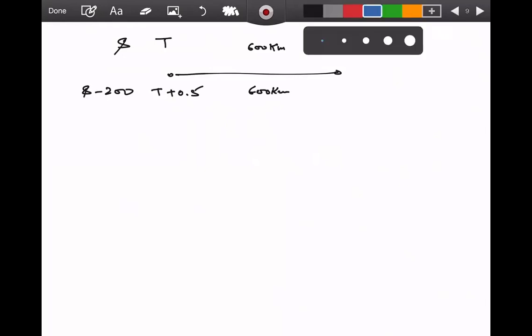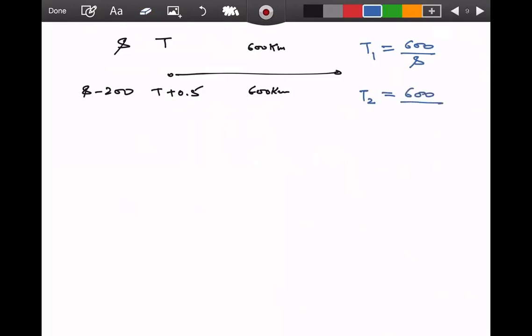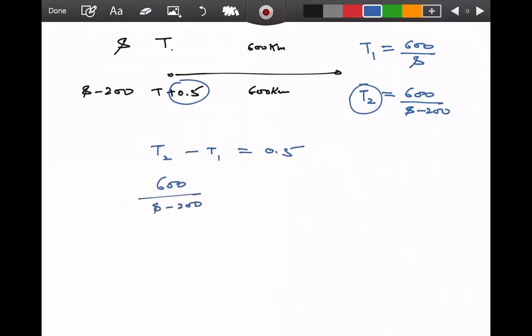Can I use hit and trial method to solve this? If you want to go with the basics, please do this. So time in the first case will be distance upon speed. Time in the second case will be distance upon speed. Now T2 is greater, of course, 30 minutes more than the usual time. So T2 minus T1 should be 0.5 hours. So 600 upon S minus 200, minus 600 upon S, is equal to 0.5.